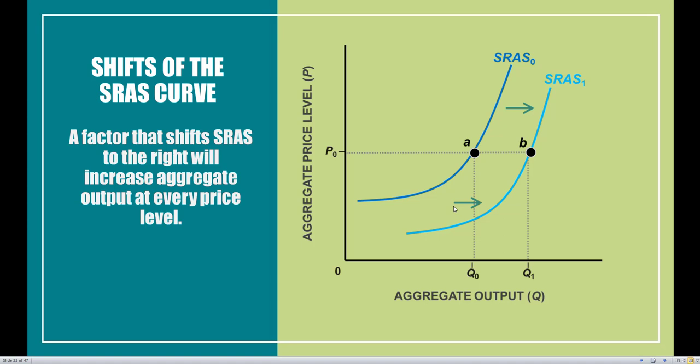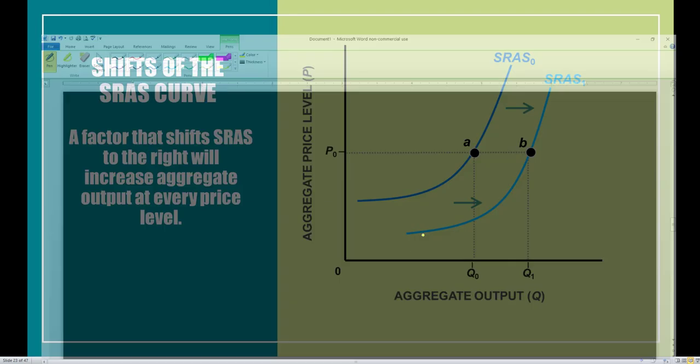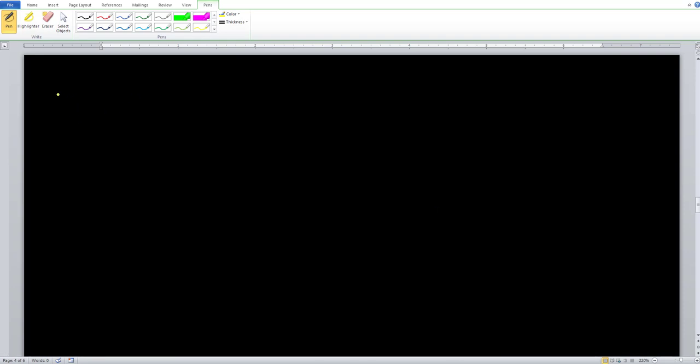As before, a factor that shifts the SRAS curve to the right will increase aggregate output at every single price level. So SRAS over to SRAS1, we shift our point A to point B, we end up on an entirely new short-run aggregate supply curve. So we'll change things up just a little bit here, and we'll take a look at the determinants of SRAS when we have decreases. So here we're going to be shifting from SRAS1 to SRAS0 when we do all of these shifts, just to change things up just a little bit. So take a look at these determinants of SRAS, short-run aggregate supply. Remember, these are the things that are only going to be shifting our short-run aggregate supply curve.